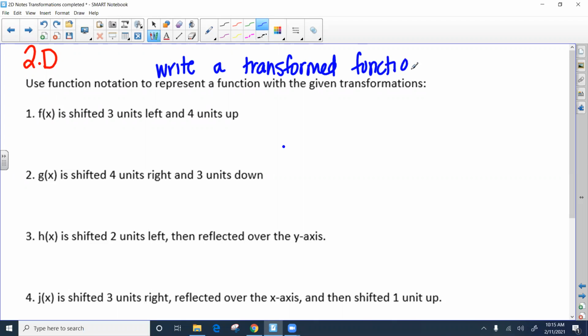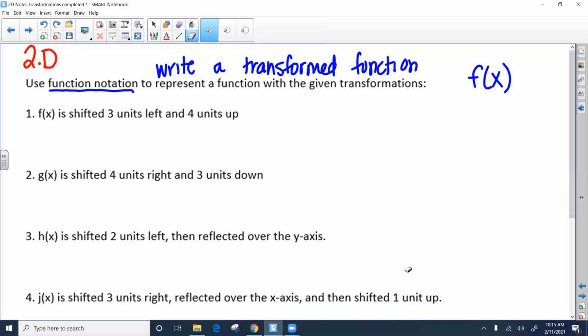We are using function notation. So remember, the original function would just be in this notation f of x. It could use different letters like we do here. We're using g of x, h of x, j of x, etc. Okay, so let's do these examples together.